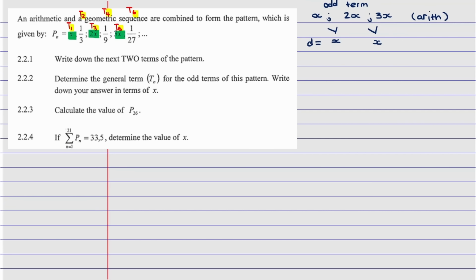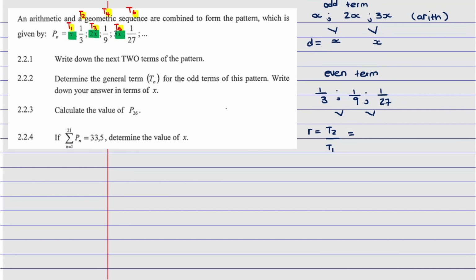Then when we look at our even terms, we see the fact that that forms a geometric sequence, because the first one is an arithmetic. So this is going to be 1 over 3, and this is going to be 1 over 9, and the next one is going to be 1 over 27. And when we find the ratio, which is going to be 1 over 3, r is equal to, remember, T2 divided by T1.